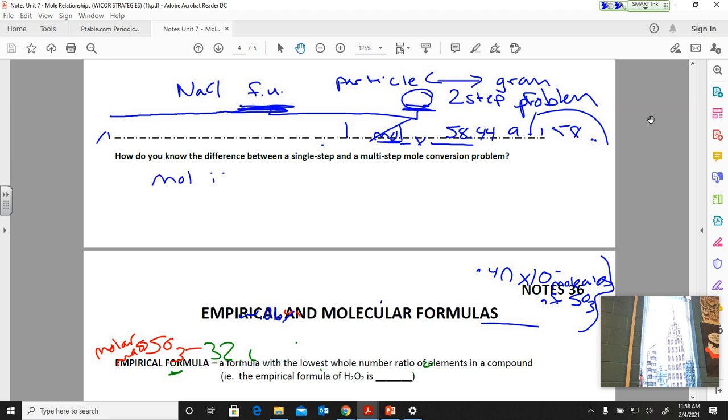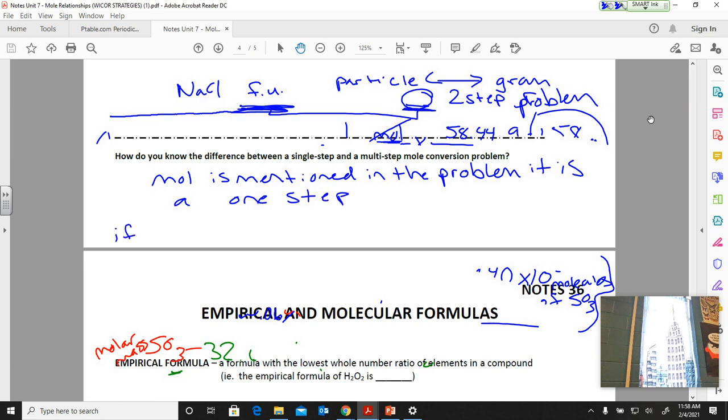Remember, if mole is mentioned in the problem, it is a one-step problem. If moles is not mentioned, if it is a gram to particle, so either way, particle to gram or gram to particle question, meaning they didn't mention moles, then it is a 2-step problem. And that's how you know. So you don't get them mixed up.